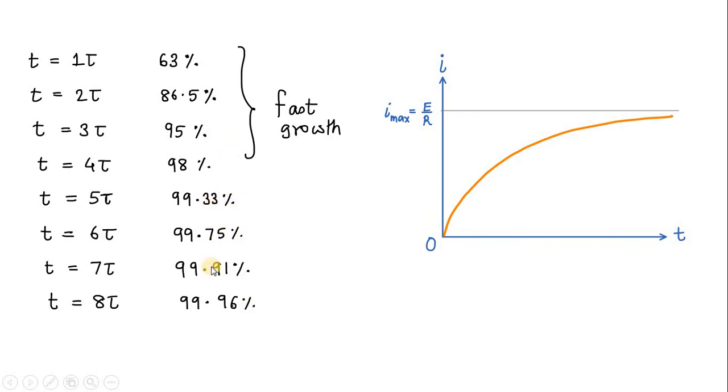Later, this increase in the percentage is very small. Very slow growth is taking place. You can see 99.33, 99.75, 99.99, 99.96. So that can be seen from this graph also, that in the beginning the current is growing very fast, but as the time progresses, the amount of growth in the current becomes slow.